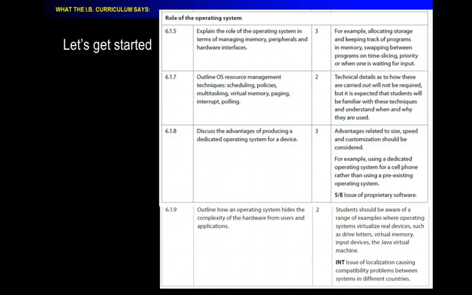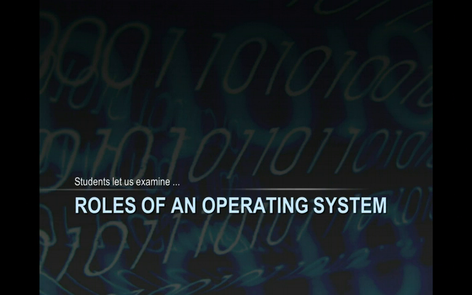Outline how an operating system hides the complexity of hardware from users and applications. This is the idea that the operating system makes stuff easy for people, versus the fact that some complicated technology is going on behind the scenes. Okay, so let's dive in. Those are the curriculum points.